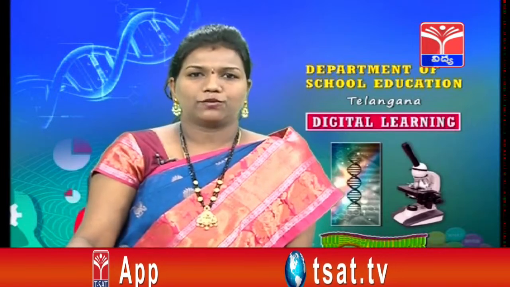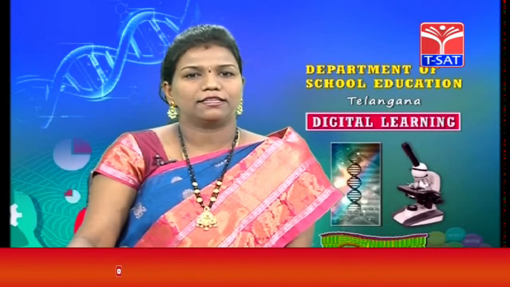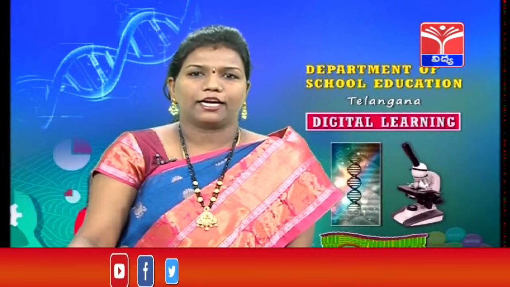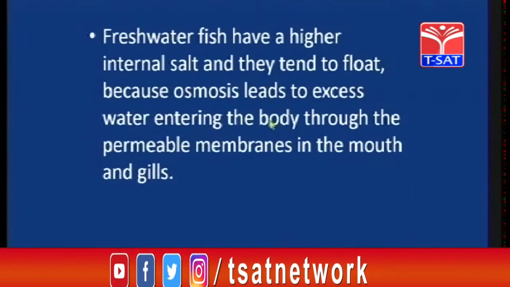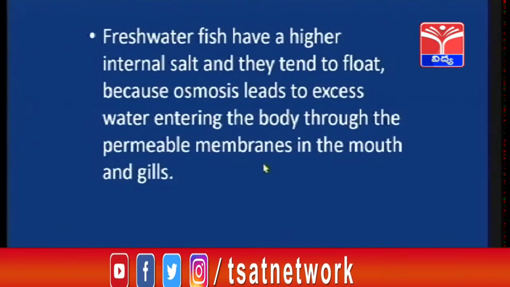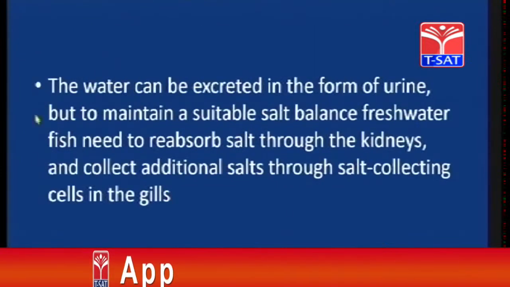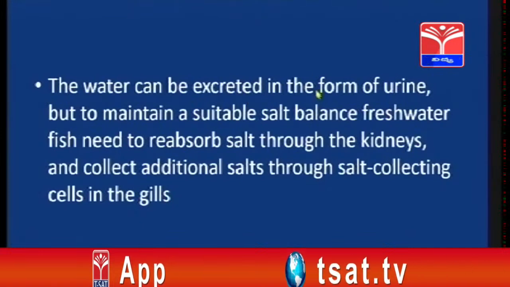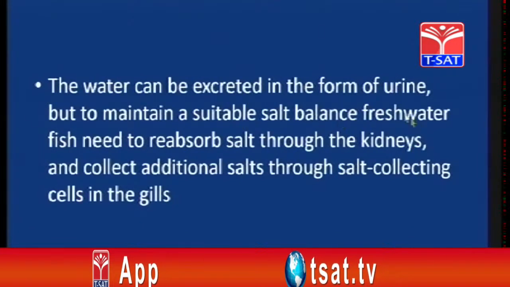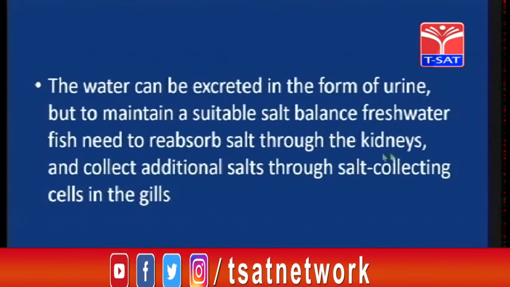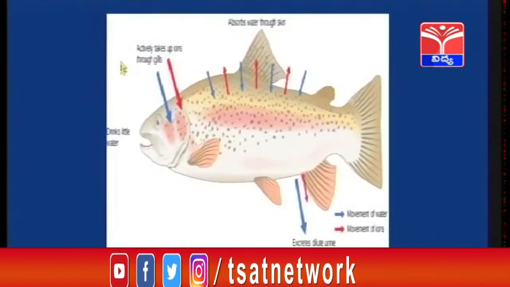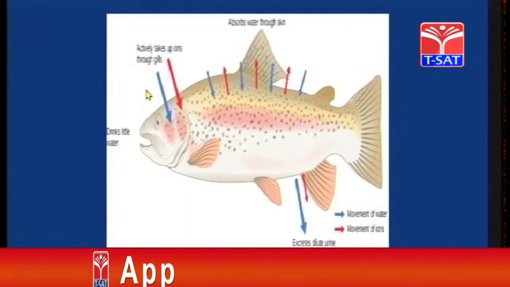Now, freshwater fish have higher internal salt concentration and they tend to float because osmosis leads to excess water entering the body through the permeable membranes in the mouth and the gills. So, the water can be excreted in the form of urine, but to maintain a suitable salt balance, freshwater fish need to reabsorb salt through the kidneys and collect additional salts through the salt collecting cells in the gills. This is the picture you can see.